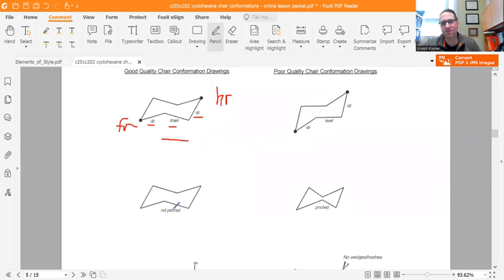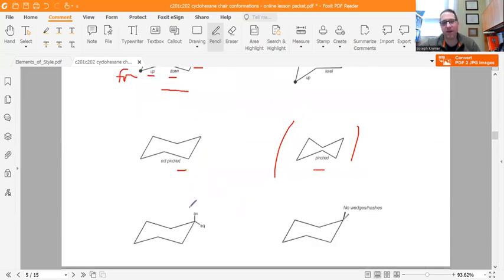The second aspect of cyclohexane chair conformations which makes them good is that they're not pinched. I don't know how else to put it. This is a pinched chair conformation. So you see what's good on the left, what's not good on the right. If you were to operate with a pinched chair conformation, that would lead to difficulties inputting axial and equatorial bonds and throw everything off.